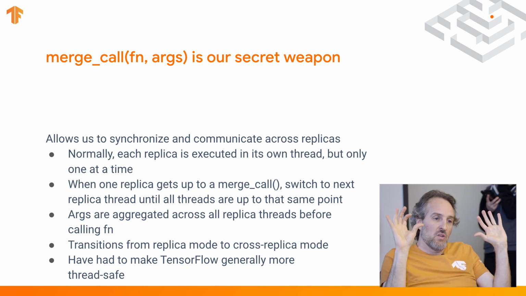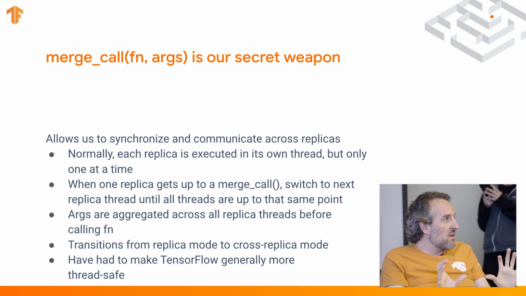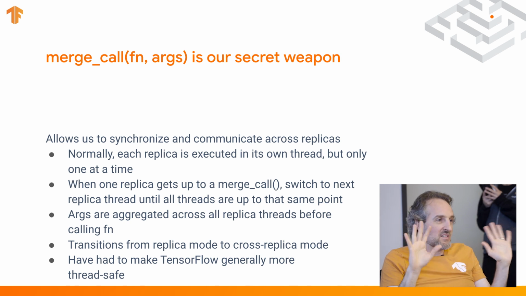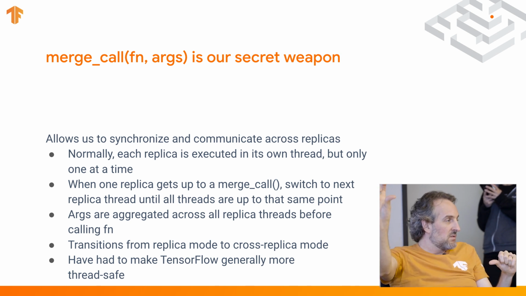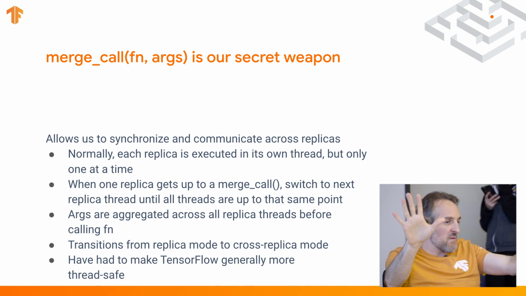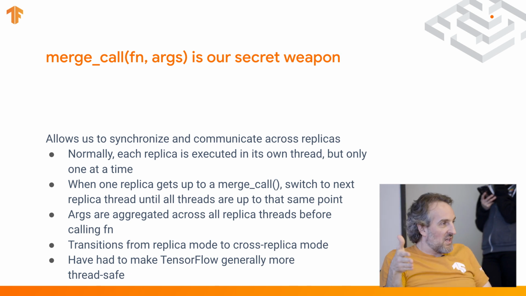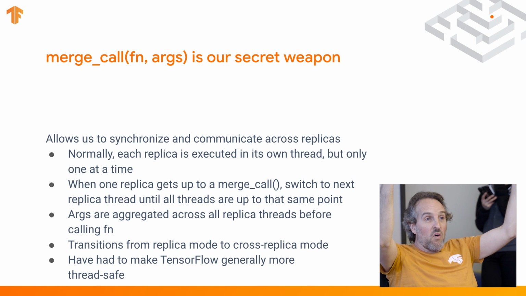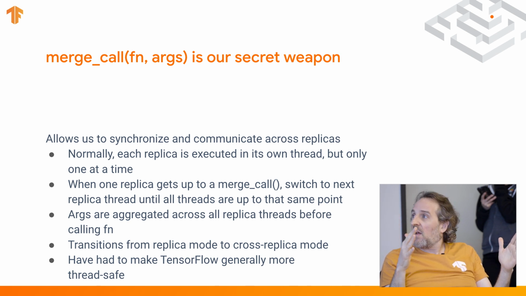So each thread corresponds to one replica, but we only are running one replica thread at a time. We use mutexes and so forth so that the first replica runs till completion, or it gets to a merge call. If it gets to a merge call, we say, okay, pause that thread, run the next replica thread until it gets up to the same point in the code and gets up to that merge call.